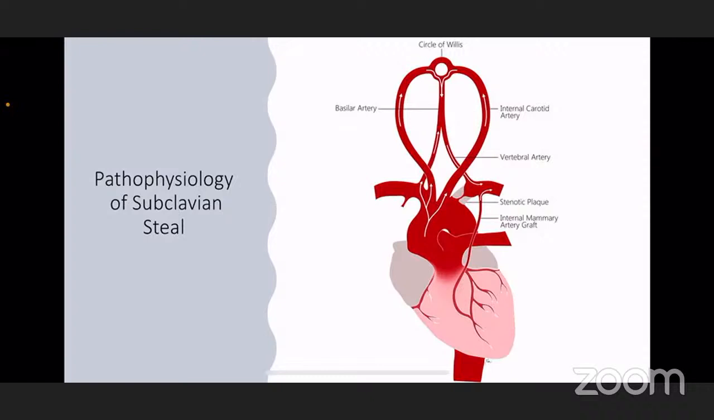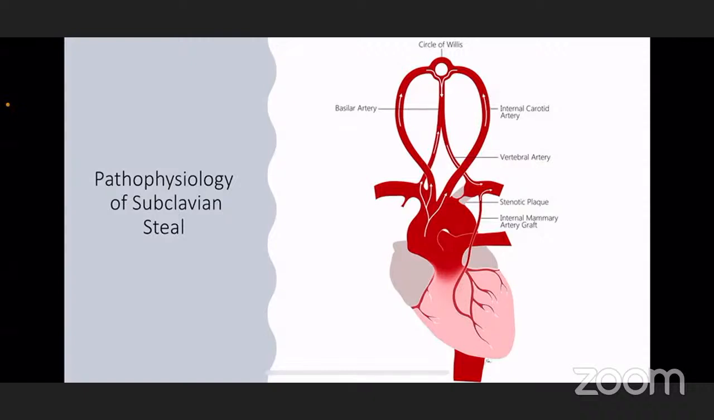Okay, this is a good question. Think of a mechanism of the blood flowing into the subclavian. The basic mechanism is the pressure gradient. Normally you have more pressure in the subclavian distal to the stenosis, so the blood will go through the Lima to the heart.